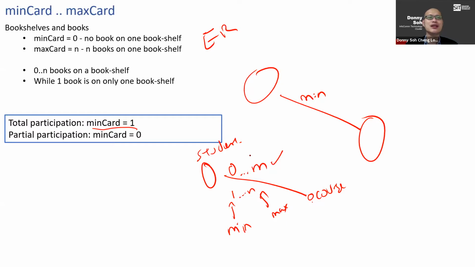But usually colleges are total participation. You cannot be a school with no students. Then close down already. So usually schools will be total participation.